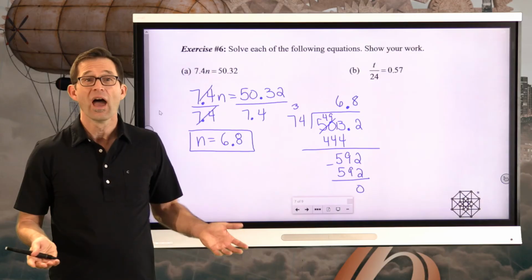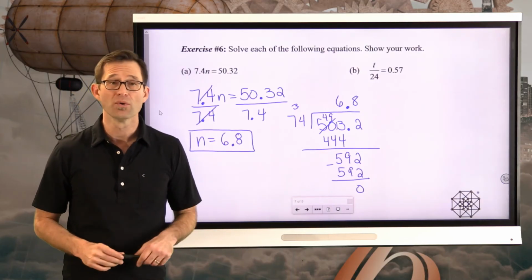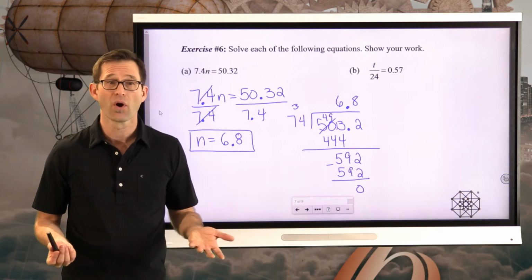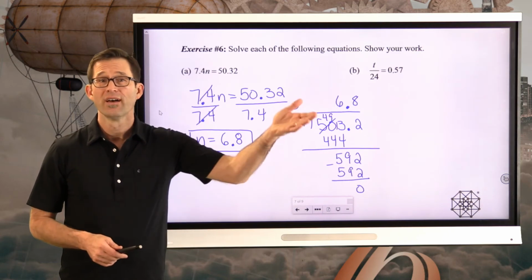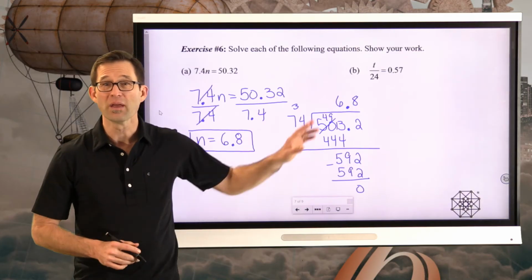That's it, right? And what is the hard part of this problem? The hard part is not knowing that you have to divide both sides by 7.4. That's not the hard part. The hard part is, of course, actually carrying out the division. All right, let's take a look at letter B.